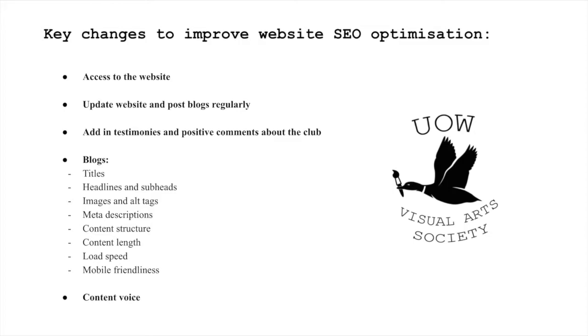When creating blogs, the content of the website, consider titles, headlines and subheadings, images and alt tags, meta descriptions, content structure, content length, load speed, and mobile friendliness. And lastly, make sure the voice of all content matches the rest of our socials and the personality of the overall club, which is friendly, educational, welcoming, student-focused, and creative.